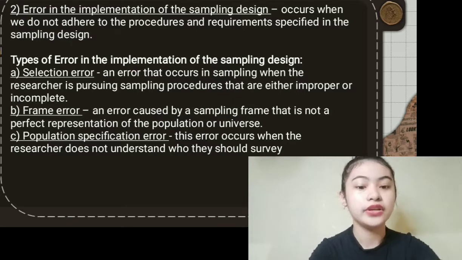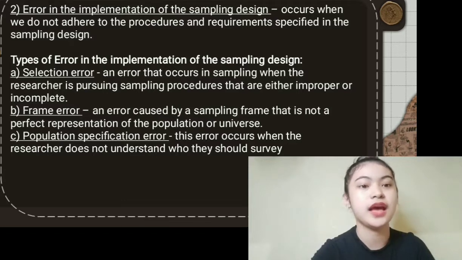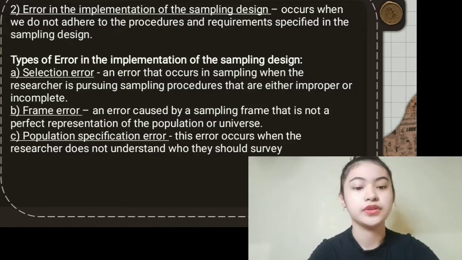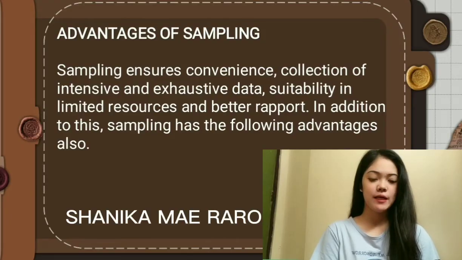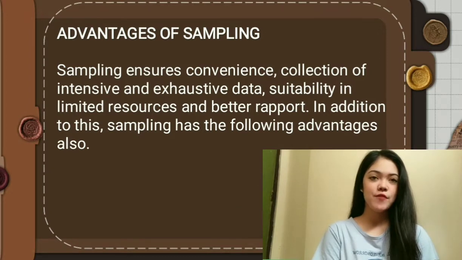And yeah, there's an error if the population, I mean the people that you wanted to do a survey is high school student only. So this is just an example of this population specification error. Advantages of sampling. Sampling ensures convenience, collection of intensive and exhaustive data, suitability and limited resources, and better report.